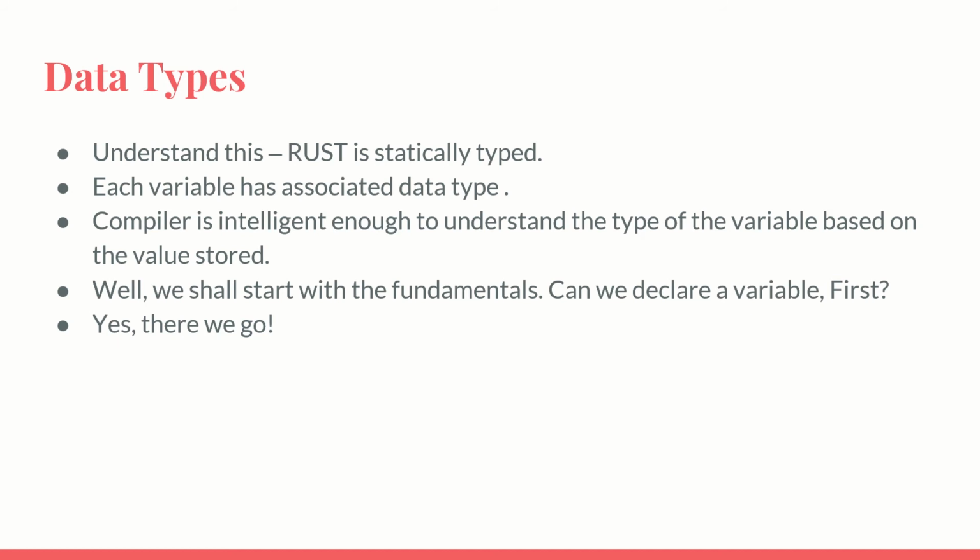Right, data types. Rust is statically typed, which means each variable has an associated data type with it. And the compiler is very intelligent and it will understand the type of the variable based on the value that you store into the variable. If I store an integer, the compiler will automatically understand that it is an integer.